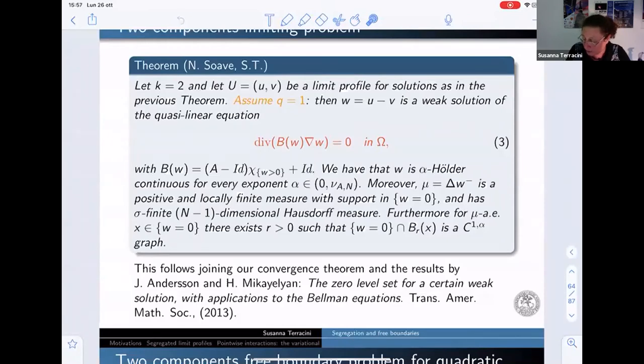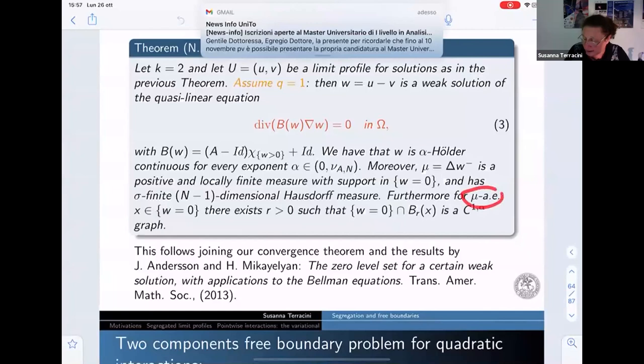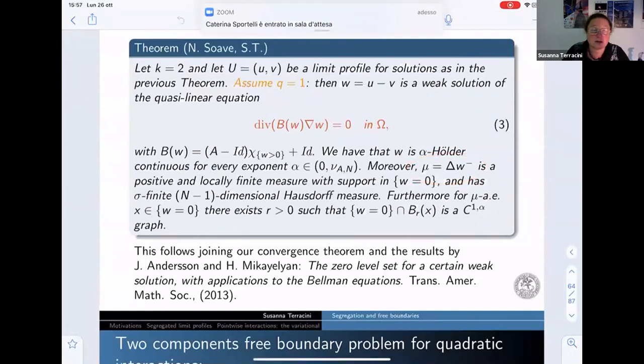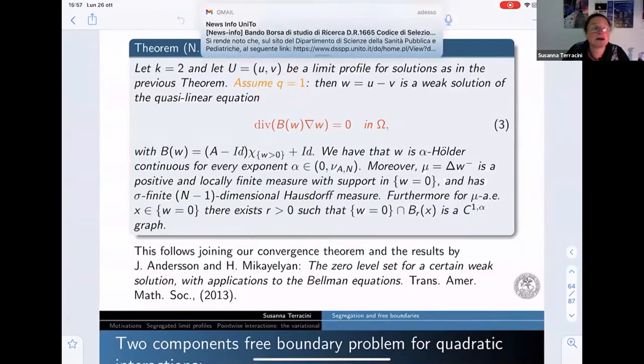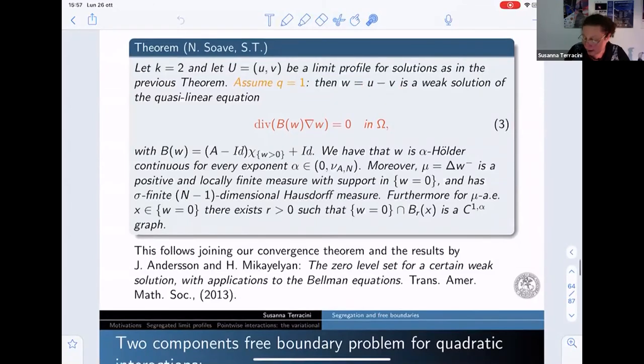with respect to the Hausdorff measure, then the zero set is a C1 alpha graph. Mu is the boundary measure associated to the Laplacian of the negative part. Okay, so in this particular case, when Q is equal to 1, then U minus V enjoys some reasonable property.